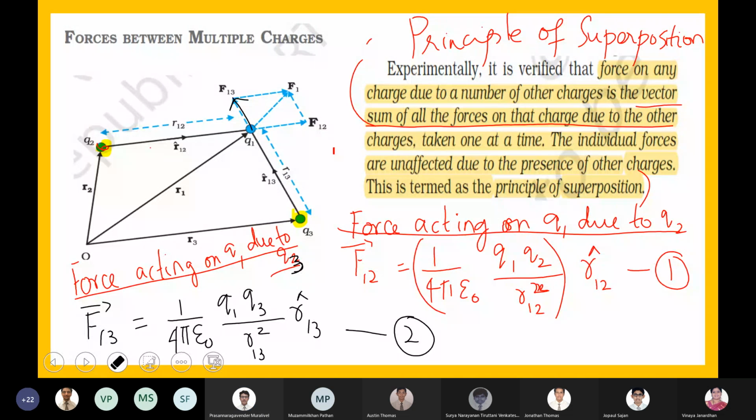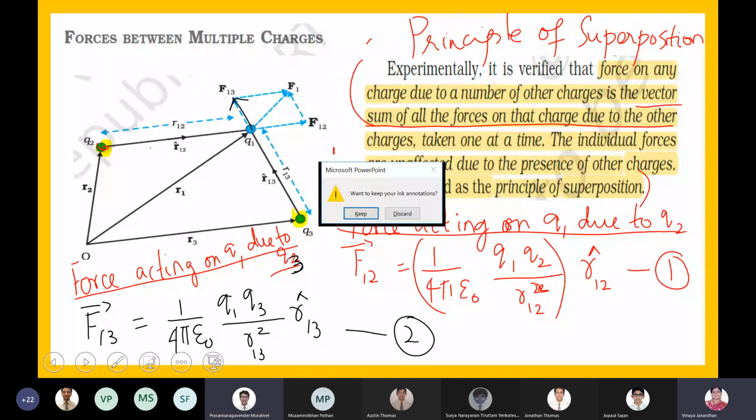Okay, ma'am. Got it. When we solve numericals, in the second equation, what is that force acting on Q1 due to? Q3. So if R is in the same direction as F, then it's positive, and if it's in the opposite direction, then it's a negative unit vector. Shall I go for the next one, boys? Yes, ma'am.